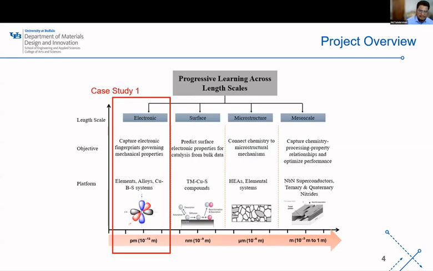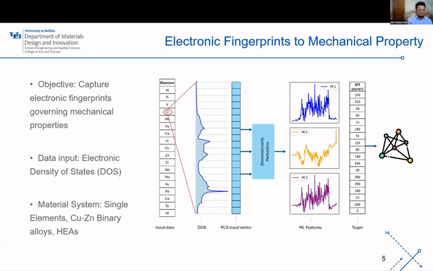Going to the first case study, which is about electronic structure and how it relates to mechanical behavior. We started with the idea that electronic configuration might contain useful information about how atoms bond and how materials deform. The goal was to see if we can use electronic configurational data, for example, density of states, as a feature to predict mechanical properties. So the objective is simple here: can we predict stacking fault energy based on the density of states?